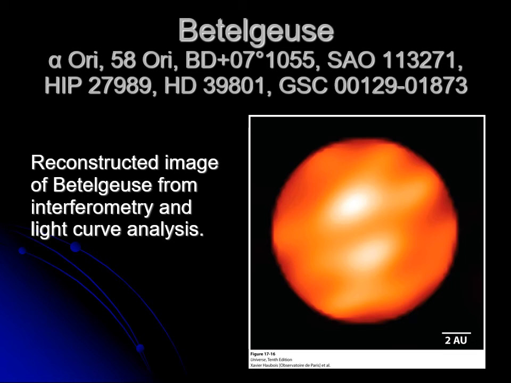As I said before, stars have all these different names. Betelgeuse is Alpha Orionis. It's also 58 Orionis. It's also got a BD number, an SAO number, a Hipparcos number, HD number, and a Guide Star Catalog number. And that's only a handful of the names that it has. As it rotates, it gets brighter and dimmer, and so you can sort of reconstruct what the surface would look like. And so this gives you an idea as to just how big that star is and kind of what the surface looks like with bright and dark spots.